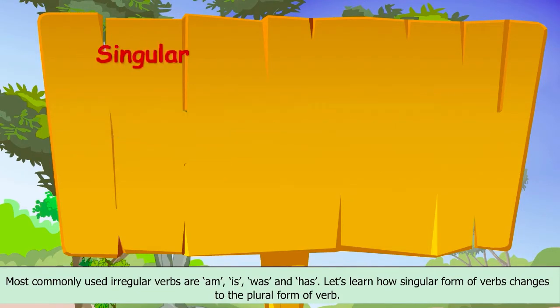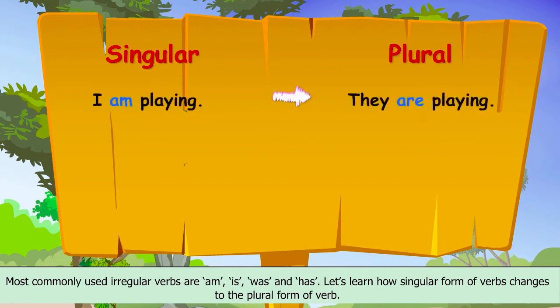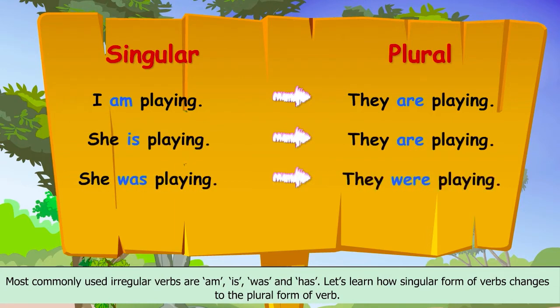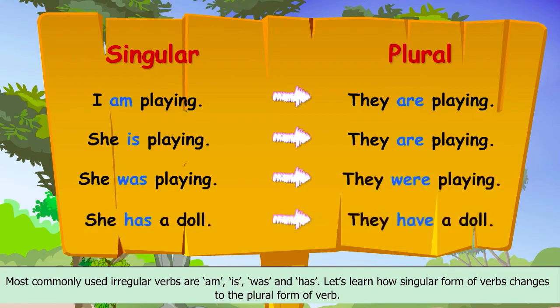Let's learn how the singular form of verbs changes to the plural form of verbs. I am playing changes to we are playing. She is playing changes to they are playing. She was playing changes to they were playing. She has a doll changes to they have a doll.